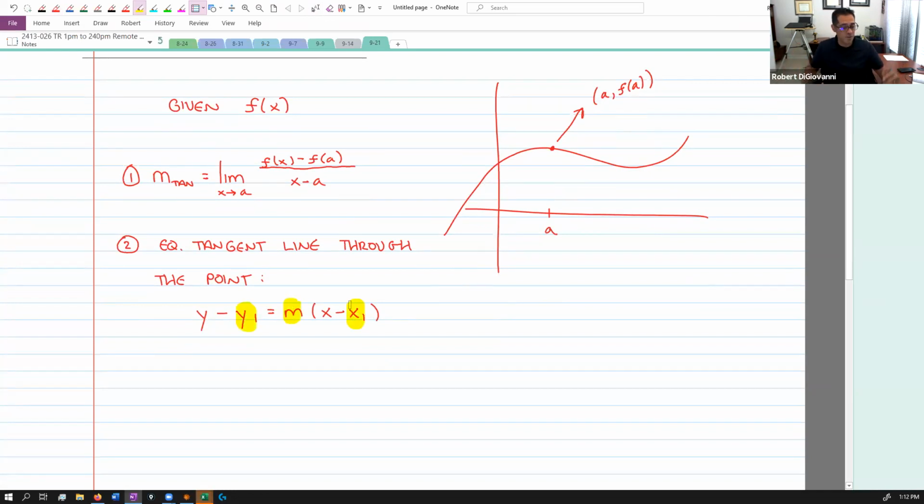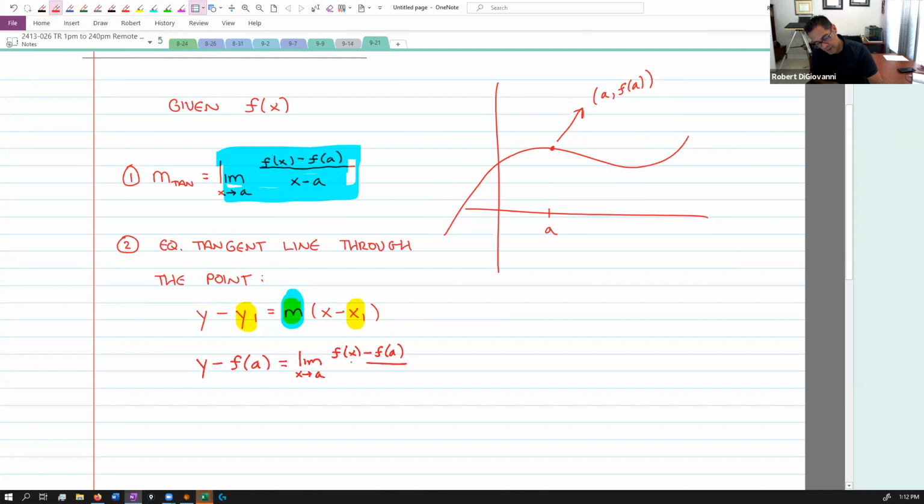We know all three of those. The y1 is the function's value at A. The slope, well, unfortunately, that slope is actually that entire limit. So that whole limit, whatever we get for that value is what goes next. So I'll actually write it down. Limit x approaches A, f of x minus f of A over x minus A.